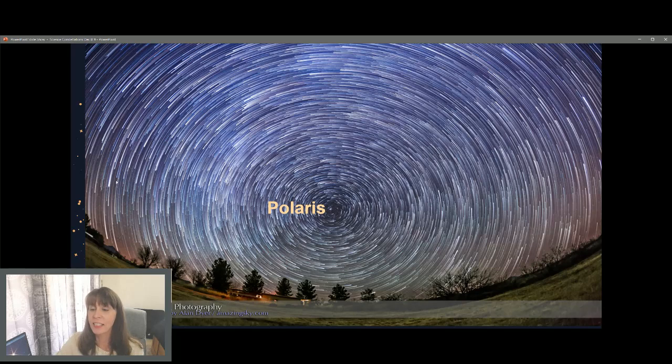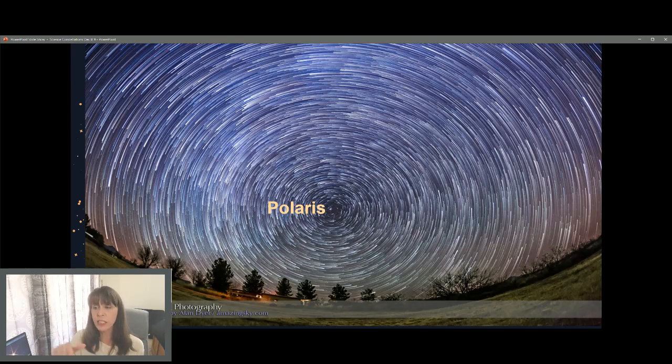All right, guys, let's learn about Polaris. Now, this is a real image, but it's time elapsed. It is showing you what happens over the course of a whole night. So when they put all those pictures on top of each other, this is what the stars look like, and this is how they move. Notice how right in the middle, it doesn't look like it's moving. That is where Polaris is, and Polaris is the North Star.